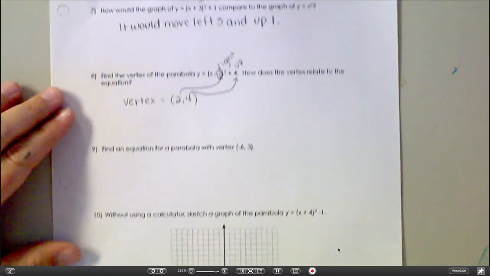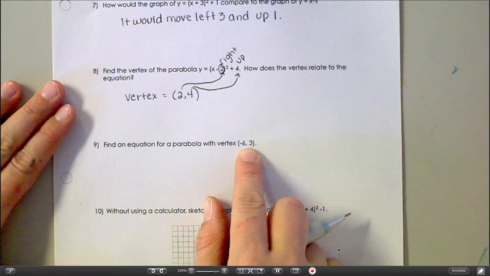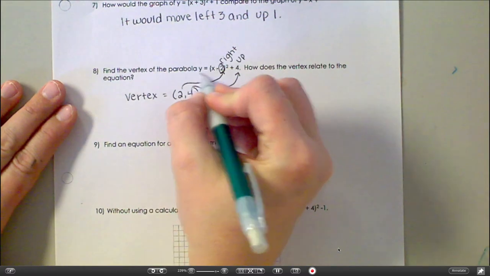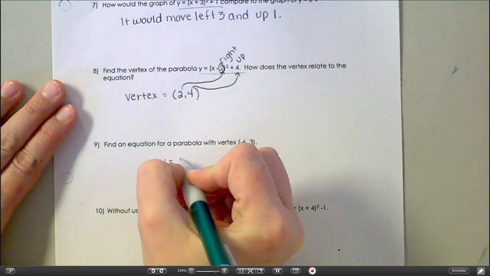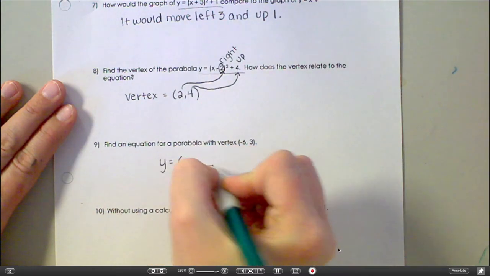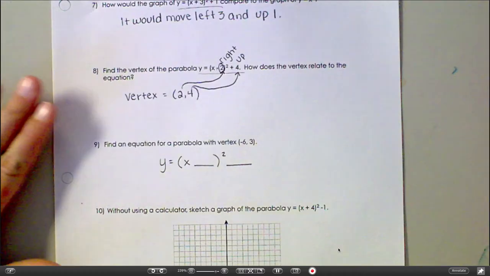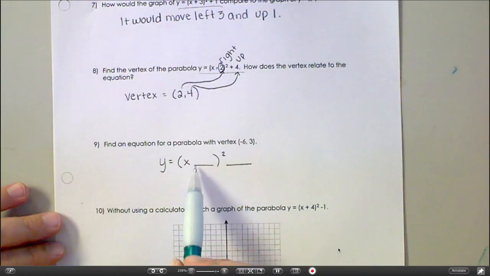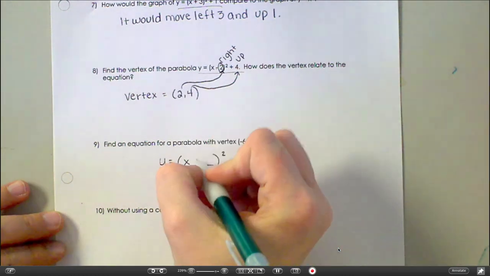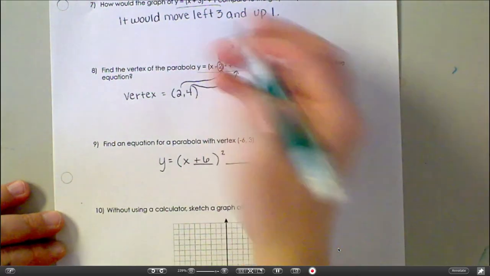So then this one says, find an equation for a parabola with this vertex. Okay? So notice how all of these equations have been written. It's y equals parentheses x something squared plus or minus something. Okay, so which number goes where? Negative 6 is a positive 6. Okay, negative 6 is going to go in here, and we're going to make it positive because of what we noticed back here, that this was really the opposite.